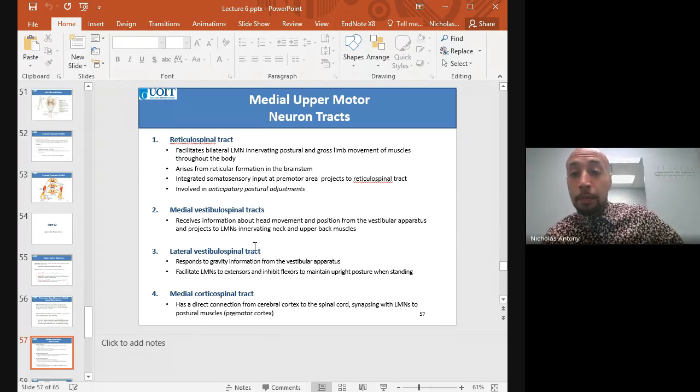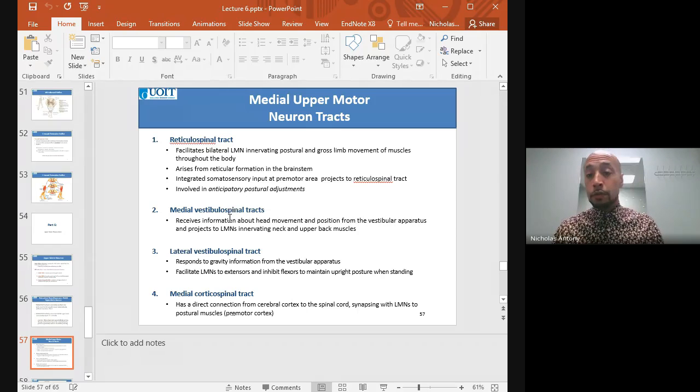The medial upper motor neuron tracts are called that because they're upper motor neurons, and the tracts are medial, or in the middle of the white matter, and they're responsible for us activating our core muscles. From the premotor area and from the brain stem, the baseline activation of all our core and posture muscles is through the reticulospinal tract. So that's the activation of our core muscles subconsciously in response to the movements that we want to do.